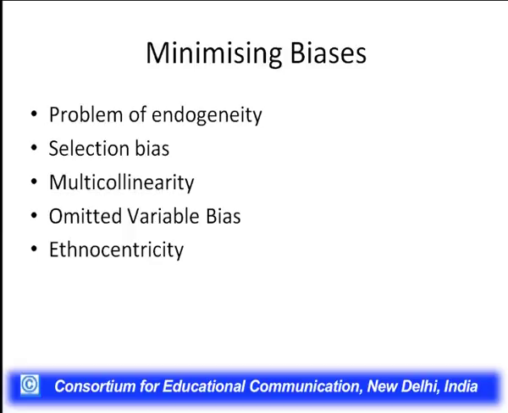And finally, you need to minimize the biases. You need to understand problems like endogeneity, selection bias, multicollinearity, omitted variable bias, and ethnocentricity. This I will cover in another lecture, because you need time for this. But for the time being, I'll stop here. And in case you have any clarifications and questions, please feel free to ask me. With this, I come to the conclusion of my presentation.